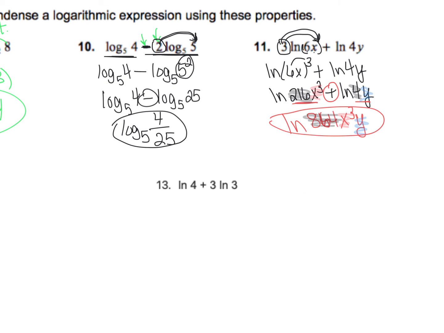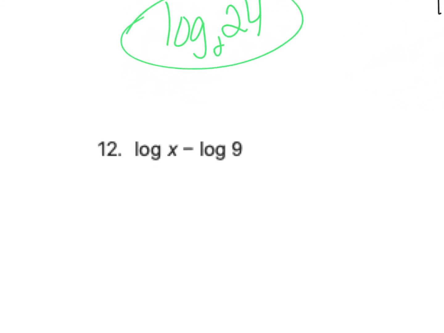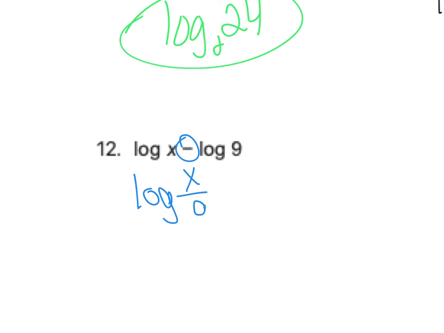Okay, so let's take a look at this next one. Oh, I've got to go over here to look at the next one, number 12. This one is pretty simple. There's nothing out in front being multiplied, so we don't need to worry about moving anything into the exponent. We just have log of x minus log of 9. That subtraction tells me I need to divide, so I'm going to have the log. And again, we don't have a base, so we don't have to write anything there. Subtraction means I'm dividing x over 9. That one was much easier than our last one.